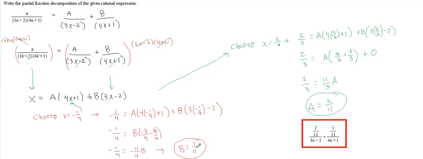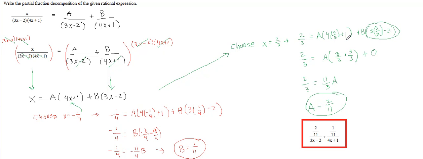Then we just do the same thing to solve for A. Choose a convenient x. This time I chose x to be 2/3, because if you put 2/3 in each of the x spots, then if you look at this here, this is going to turn into a 0. So now all we'll have to do is solve for A.